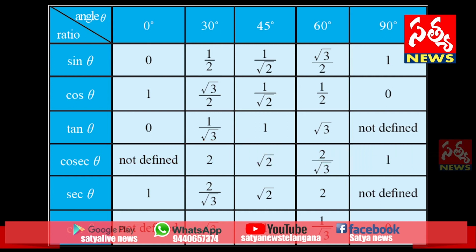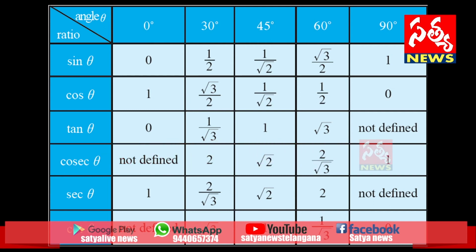And next is secant. Secant 0 is 1, secant 30 is 2 by root 3, secant 45 is root 2, secant 60 is 2, secant 90 is infinity. Secant 90 is infinity because secant is 1 by cos, so 1 by cos 90. Cos 90 is 0. So same as tan 90, 1 by 0 is infinity. Secant 90 is also infinity.